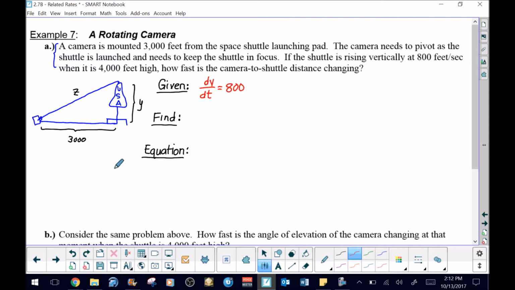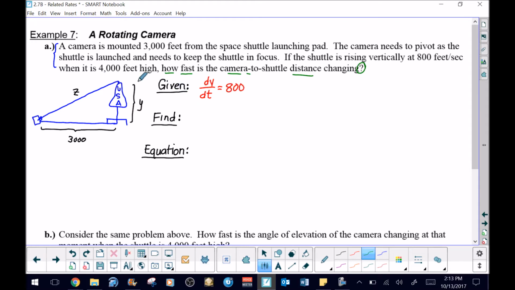All right, now we take a look at the find. The find is usually associated with the question in the problem. And the question asks, how fast is the camera to shuttle distance changing? So we might find ourselves gravitating back to the picture.